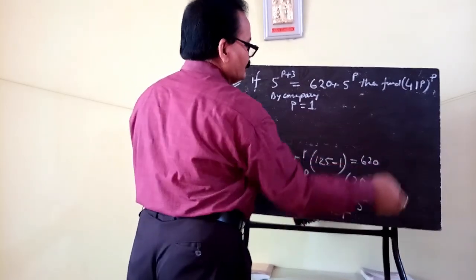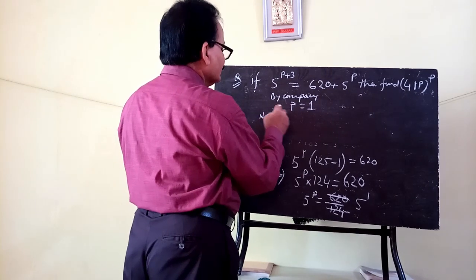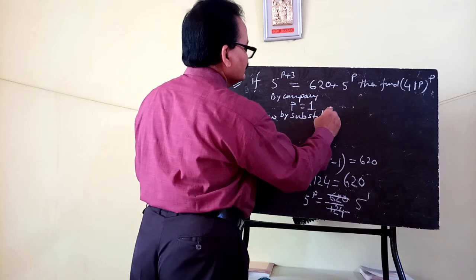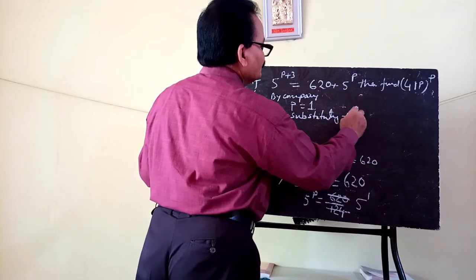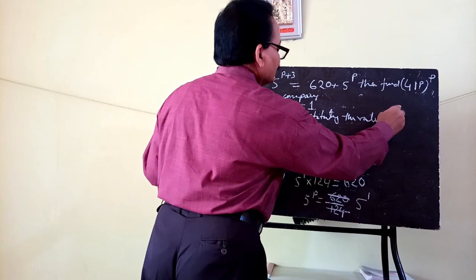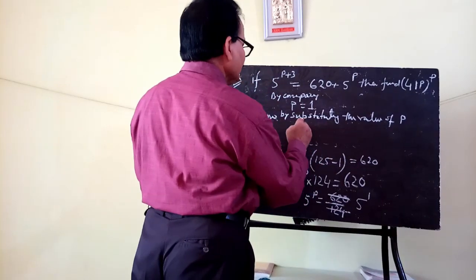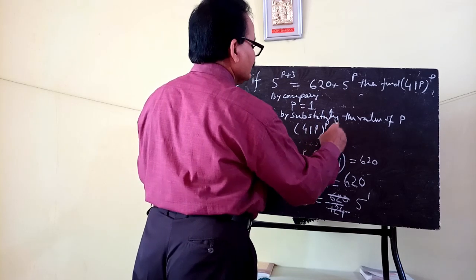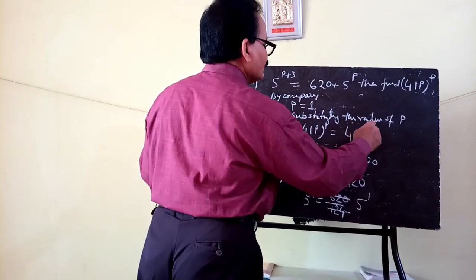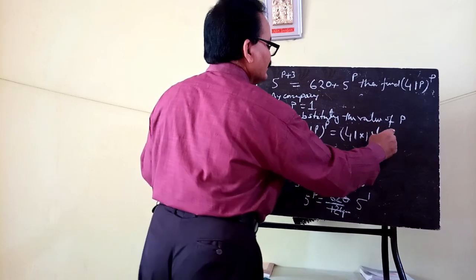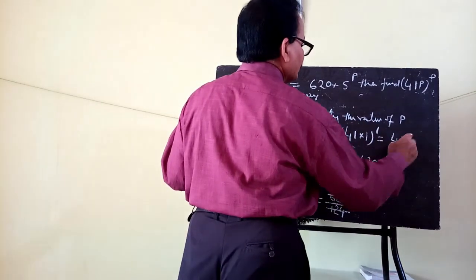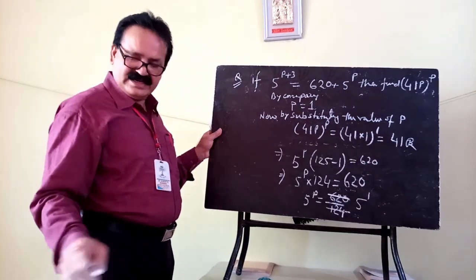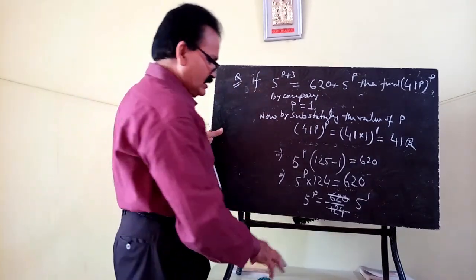Now by substituting the value of p, (41p) whole to the power p is 41 into 1 whole to the power 1. So that means this is 41, your answer. Okay, clear? Now for the next question I have to remove this.